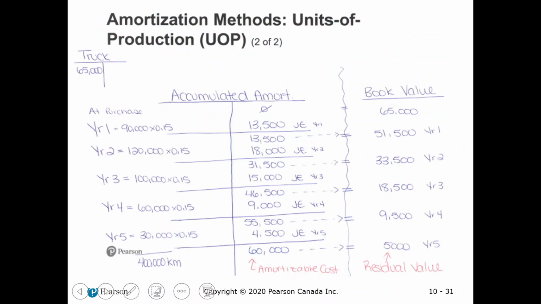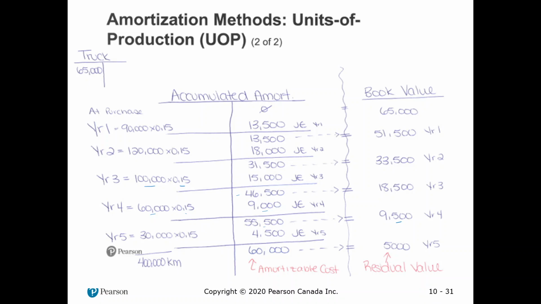Okay, so here's my completed chart now that you're back. So for year 3, I took 100,000 times 15 cents, got me the expense of 15,000, and that led us to accumulated 46,500 and our book value there. Year 4, it was 60,000 times 15 cents, got us expense of 9,000 in that year, which got us to a total accumulated amortization of 55,500, book value of 9,500.